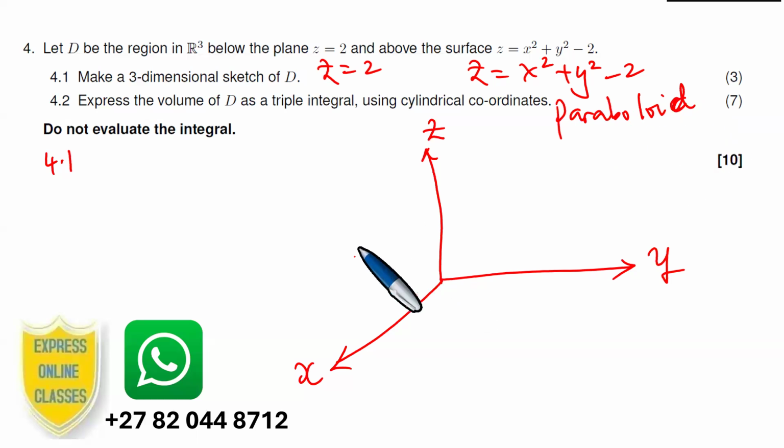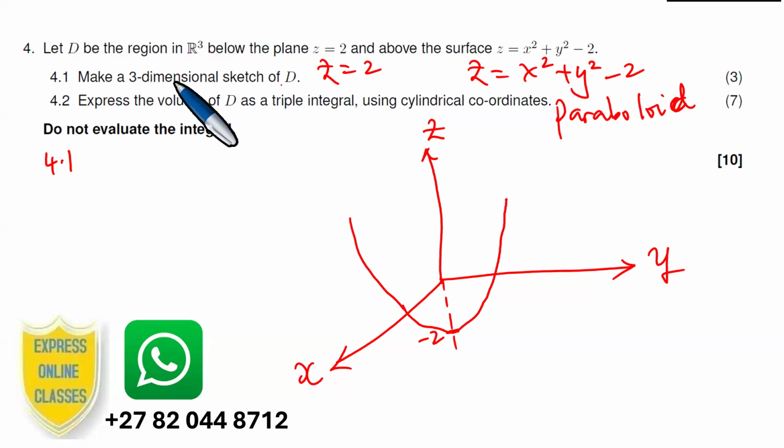Paraboloid, okay? And therefore, this paraboloid is going to be such that whenever x and y are both 0, z is going to be negative 2. So z is negative 2 somewhere here. And then this graph is going to be like a parabola, but it's going to be like this. And then it's going to go on and on.